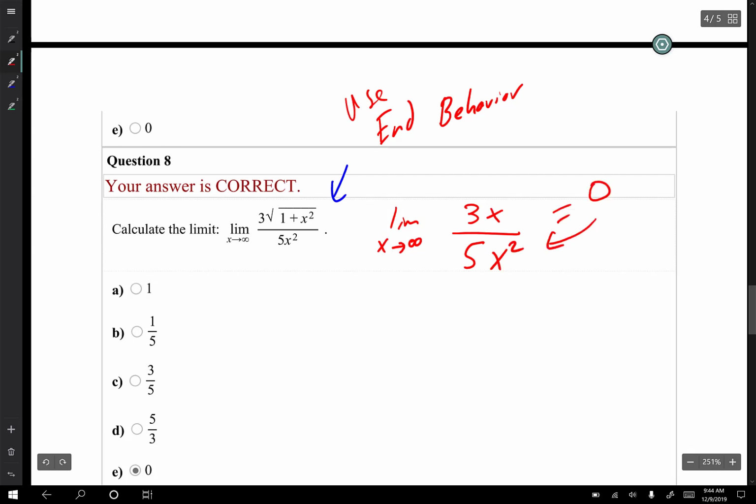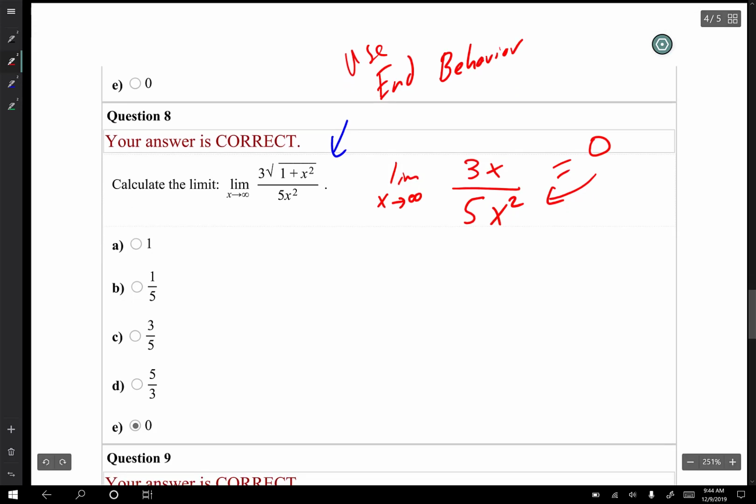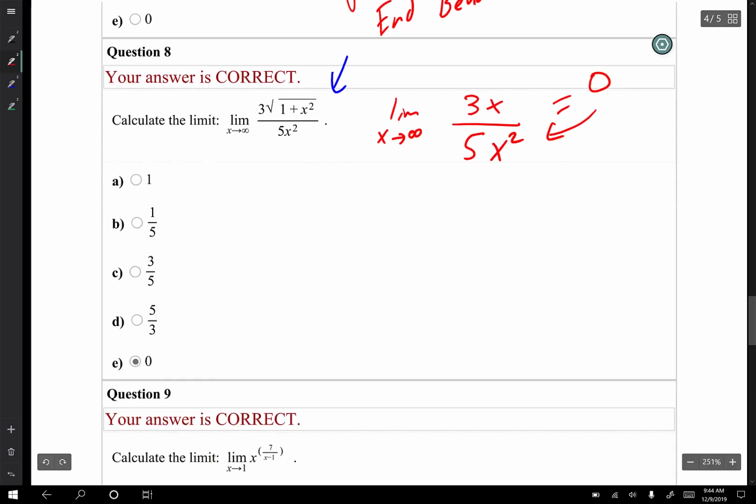And there it is. That's it, guys. I guess you could do L'Hopital's rule if you really wanted to, because you do get infinity over infinity. But I think it's just easier to do it that way.